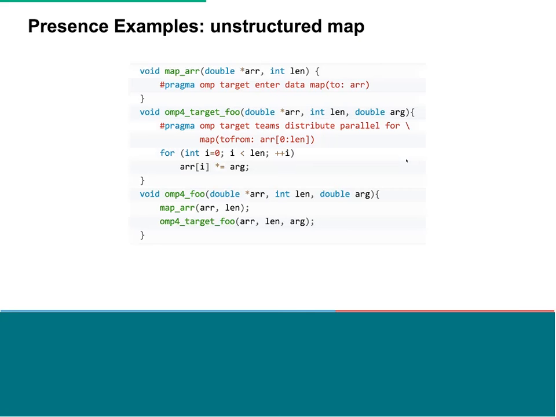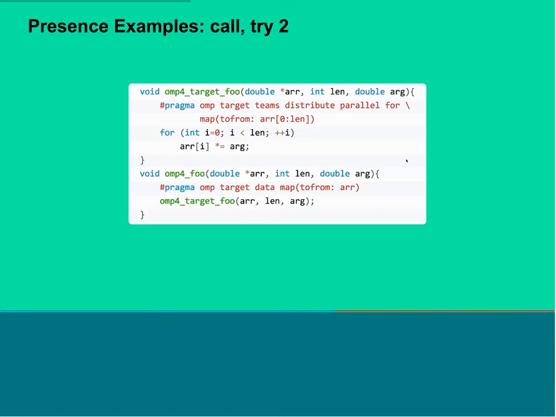Unstructured maps give us the additional functionality to not have to have our data scoped. Okay? The target data construct, as noted on the last few slides, has to surround something.